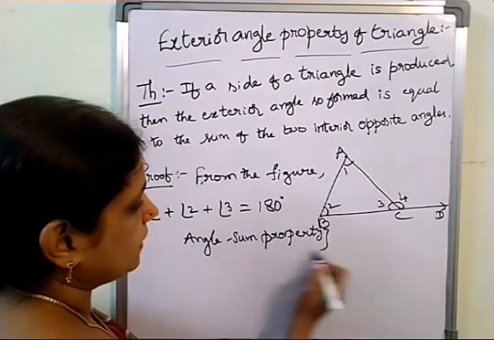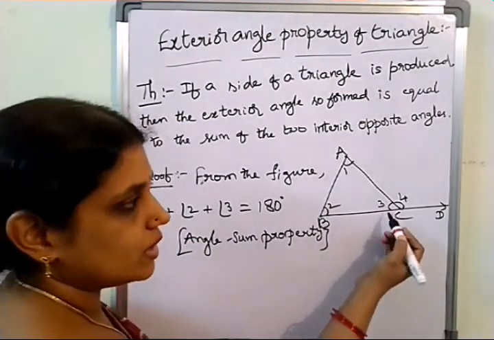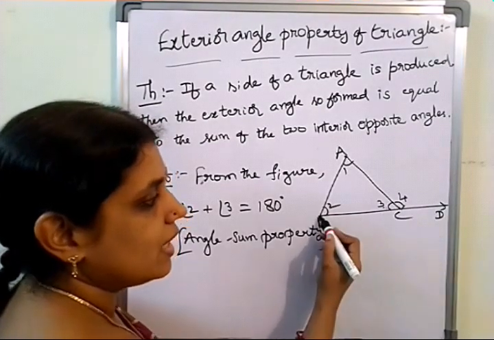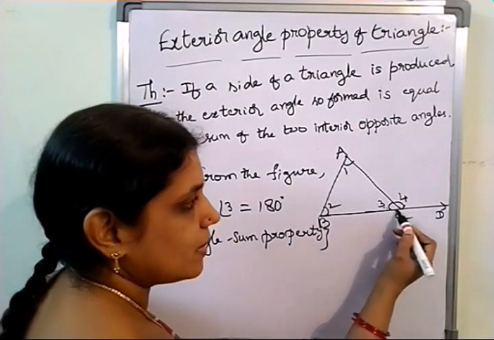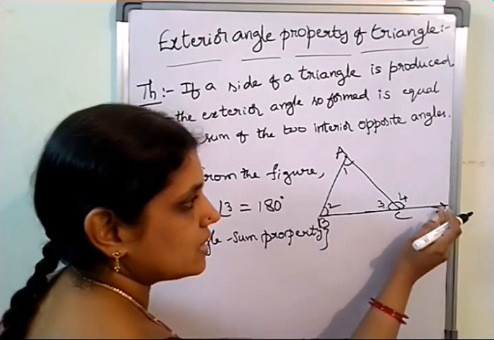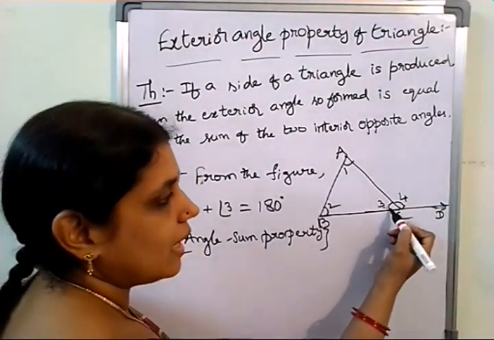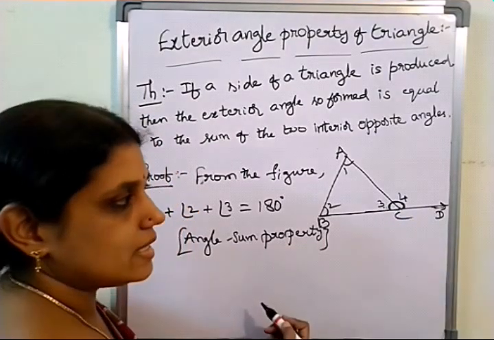Angle sum property. But here from that figure only we can say one more also, that is angle 3 plus angle 4 equal to 180 degrees. How can you say that? Since the exterior angle is formed by producing the side, that means by extending the side, that means what? It is a straight line. Okay, BD is a straight line. So here the angle formed is a straight angle, that is 180 degrees.